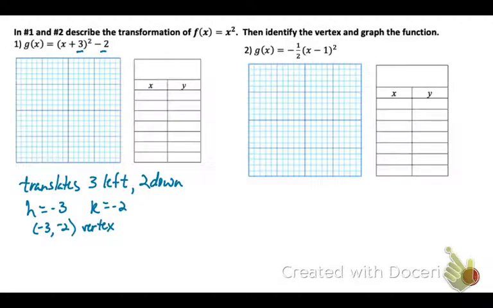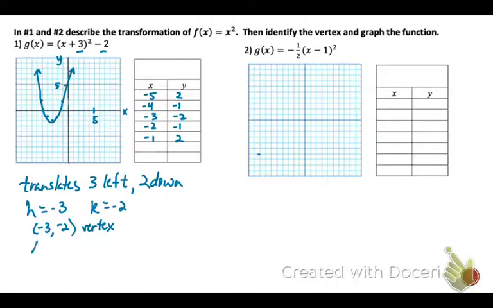So let's place that vertex value in the middle of our table, and then place 2 x values in the negative and 2 in the positive direction and plug them in, and you'll see those symmetrical y values. And now graph those points, and you'll see a parabola that has shifted 3 to the left and 2 down.